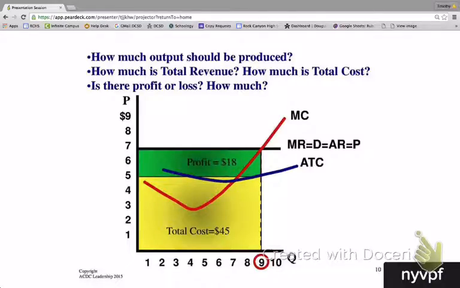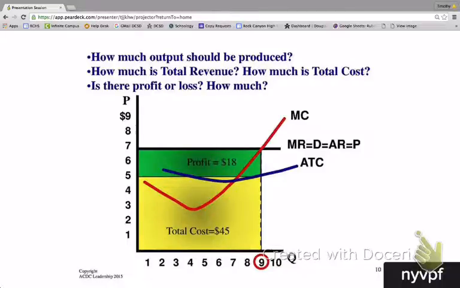So to do that, go to the point where marginal revenue equals marginal cost, draw a line down to the average total cost curve, then draw a horizontal line over to the y-axis. That's your cost. Subtract it from your price, and then multiply it by the number of units you sell, and shade that rectangle. That's your area of profit.